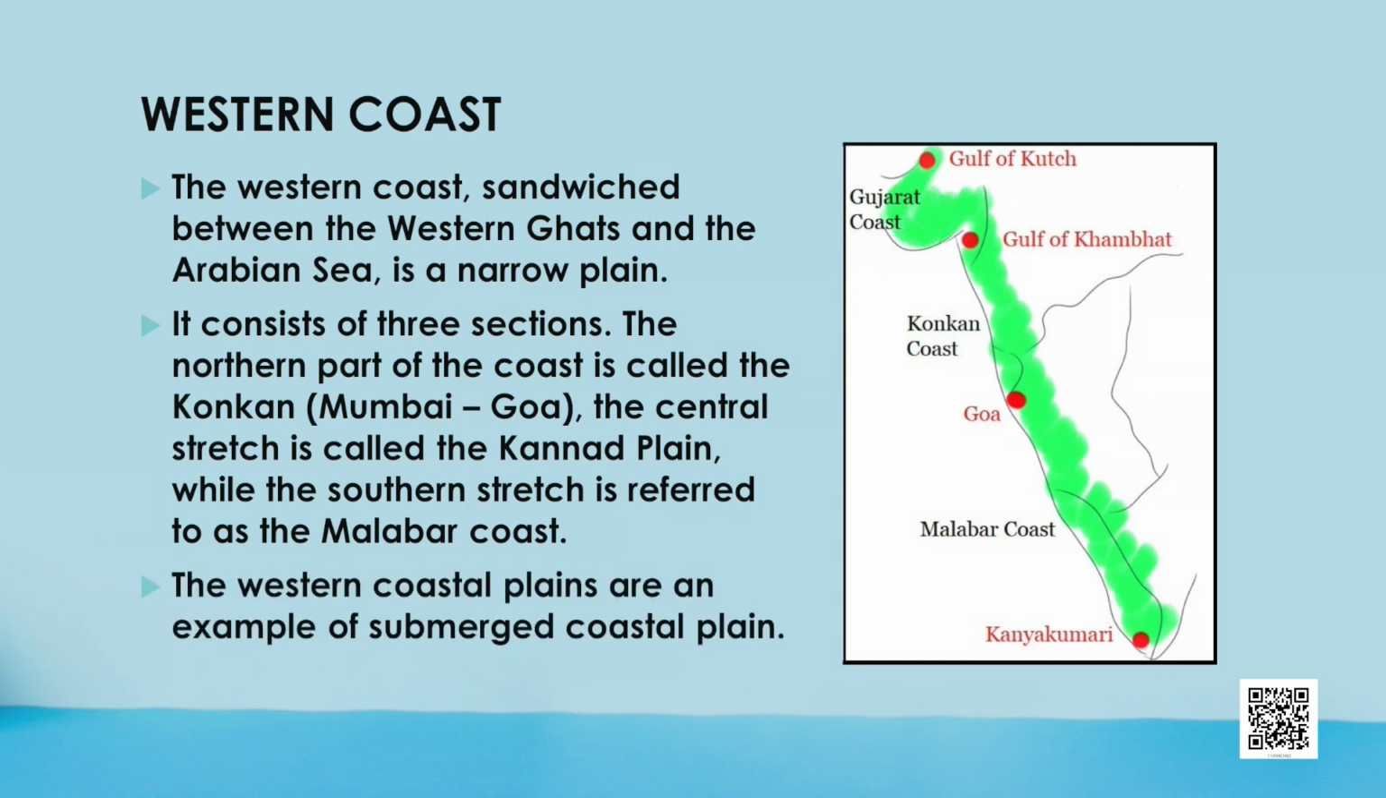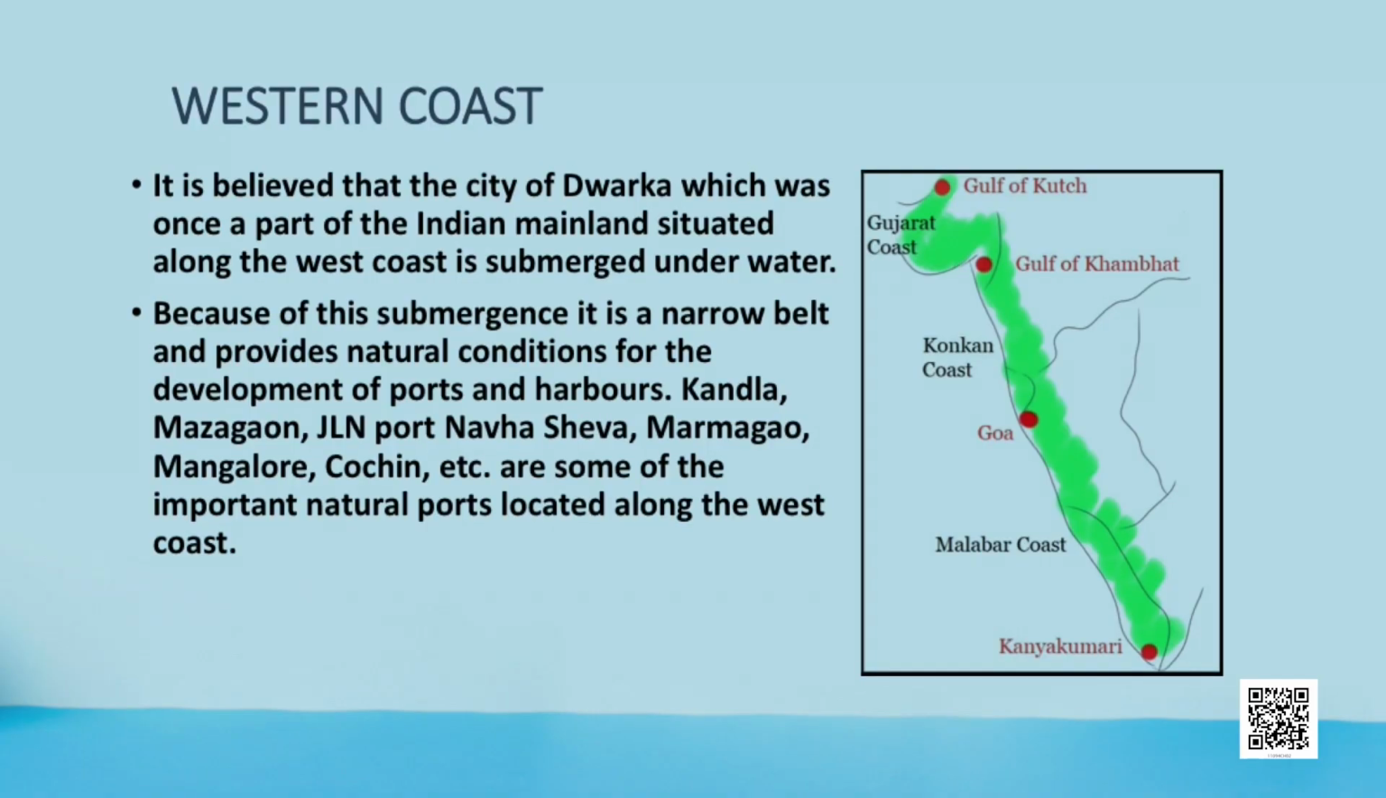The western coast, I have told you, is an example of a submerged coast. It is a very interesting fact that it is believed the city of Dwarka, which was once a part of the Indian mainland situated along the west coast, is submerged underwater. Because of this submergence, it is a narrow belt and provides natural conditions for the development of seaports and harbours. Kandla, Mazagaon, Jawaharlal Nehru Seaport, Nhava Sheva, Marmagao, Mangalore, Cochin, these are all important seaports of this particular western strip.